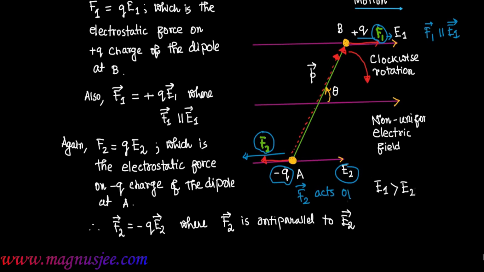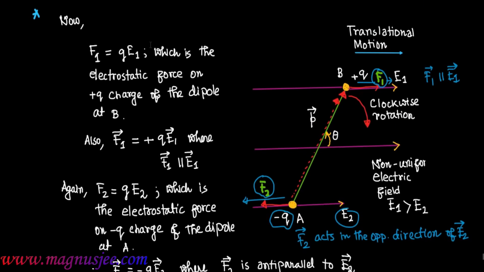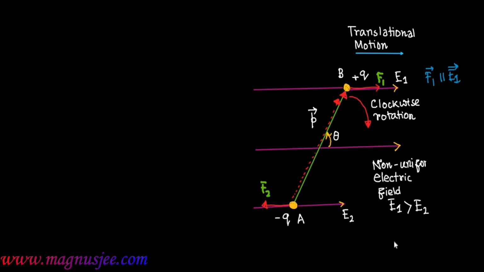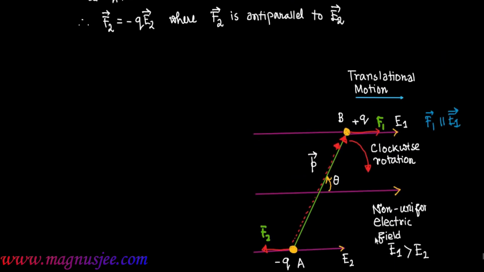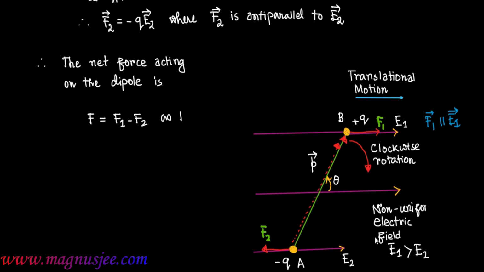Vector F2 is antiparallel, that means the force experienced by the minus Q point charge at the point A is acting in the opposite direction with respect to the electric field intensity E2 at the point A of the dipole. Vector F2 acts in the opposite direction of vector E2. Therefore, we get the two forces, vector F1 and vector F2, and they are not equal in magnitude. So the net force acting on the dipole AB in the non-uniform increasing electric field is vector F equals vector F1 minus vector F2.